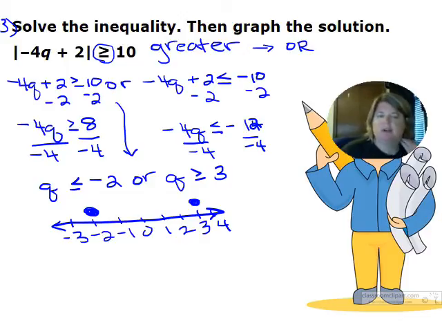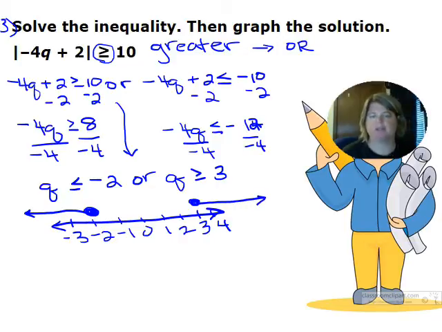Hopefully. All right. Now, because it's an or, it should go out, right? Ors go out just like oars of a boat. So Q is less than negative 2. All the numbers that are less than negative 2 are to the left. Q is greater than 3. All the numbers that are greater than 3 are to the right. And that looks right. Good job, us.